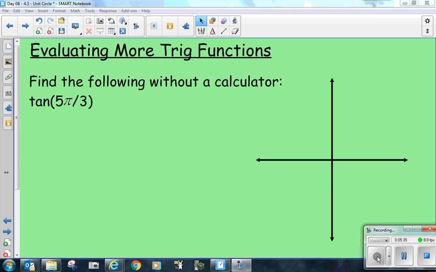Find, without a calculator, the tangent of 5 pi over 3. So let's use the unit circle. The first thing we should do is convert this to degrees. That always makes things easier.